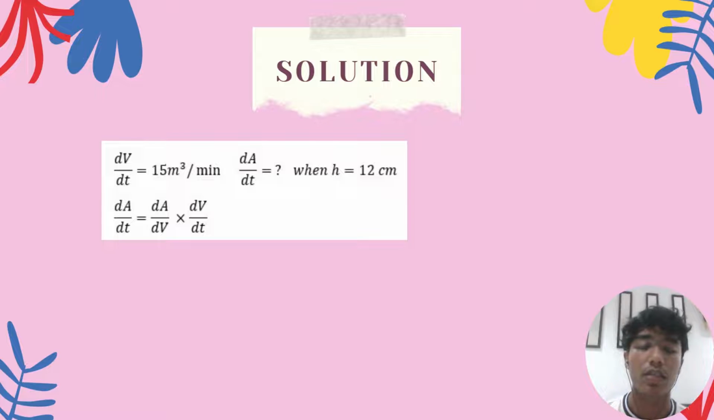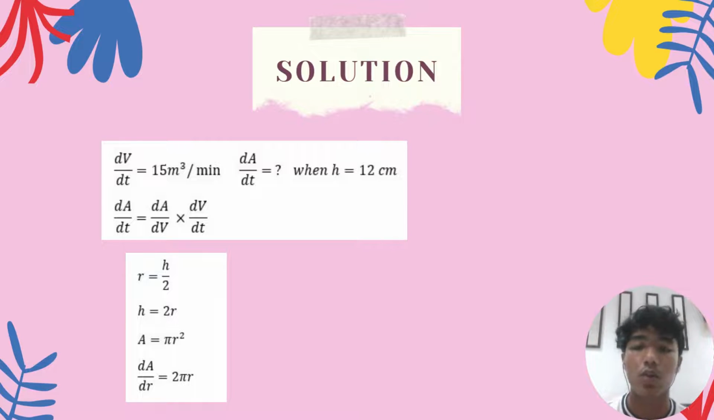So, to find dA/dt, we use the chain rule, which is dA/dt is equal to dA/dV times dV/dt. Remember, the question tells that the radius is always half of the height. So, r is equal to h over 2. Then, h is equal to 2r. The formula for area is A equal to pi r squared. Then we differentiate this equation. We got dA/dr is equal to 2 pi r.